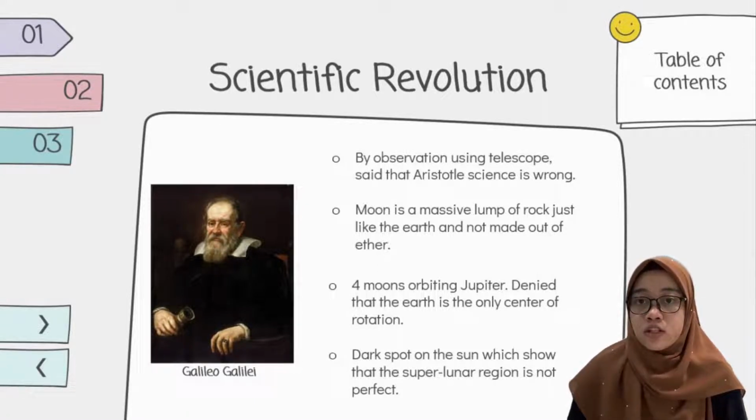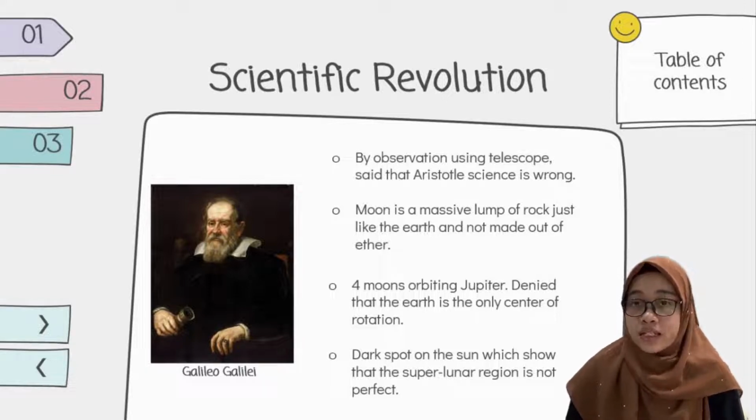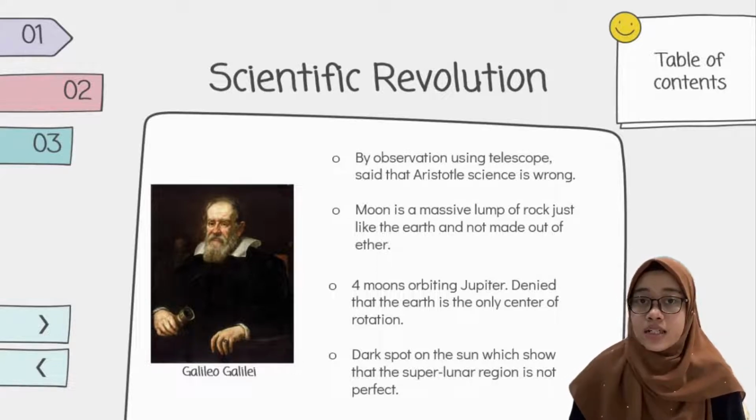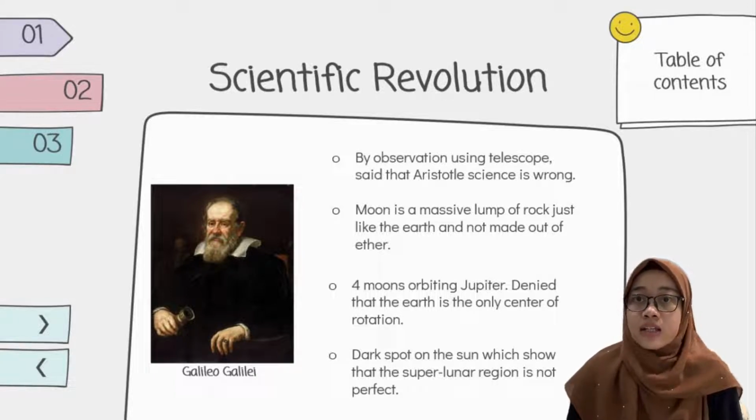Galilei found three pieces of evidence that contradict Aristotle's statement. First, the moon is a massive lump of rock, just like the Earth, and not made out of ether. Second, there are 4 moons that are actually orbiting around Jupiter, which eventually denies the claim that the Earth is the center of rotation for all planets. And lastly is the dark spots on the Sun, which show that the superlunar region is not as perfect as has been said.